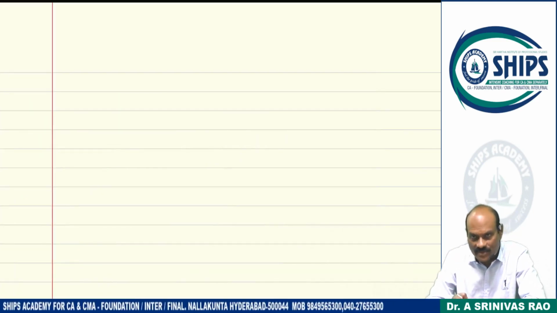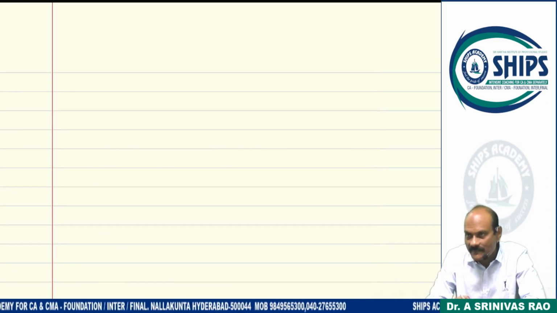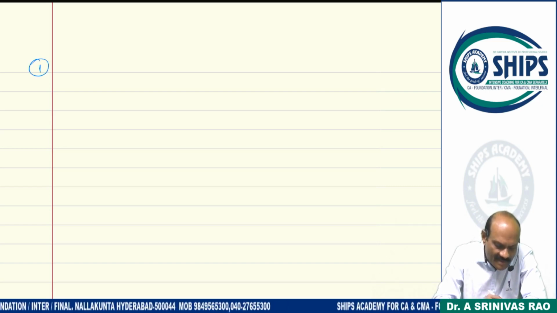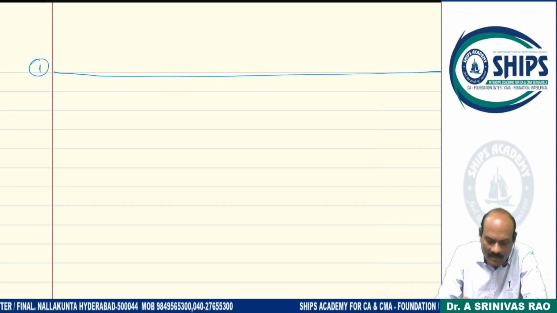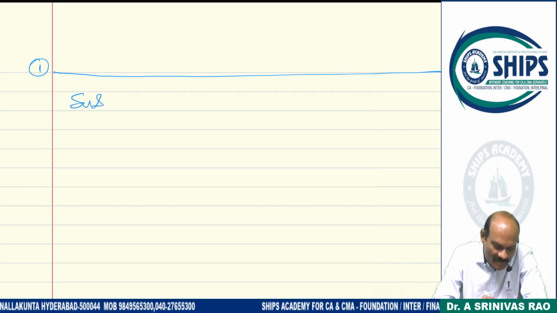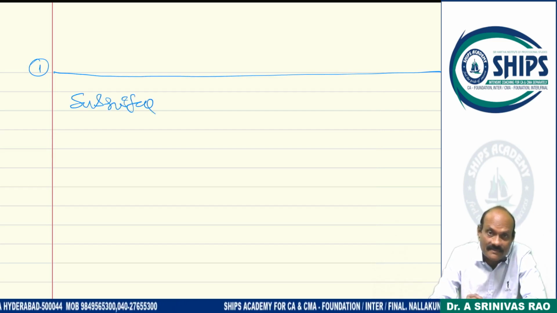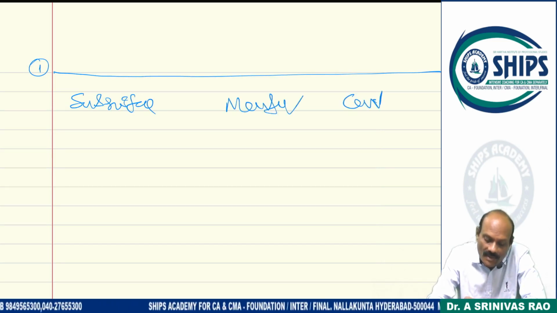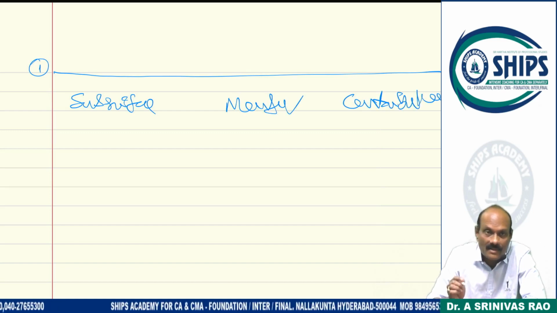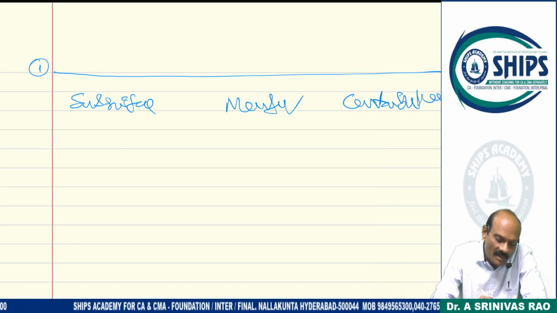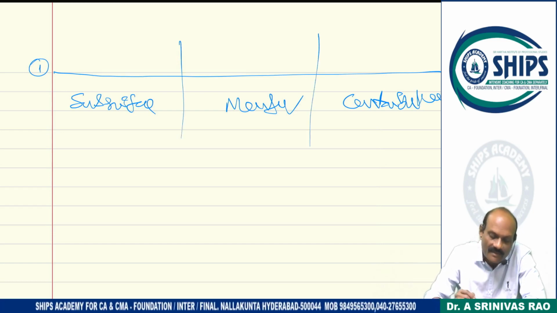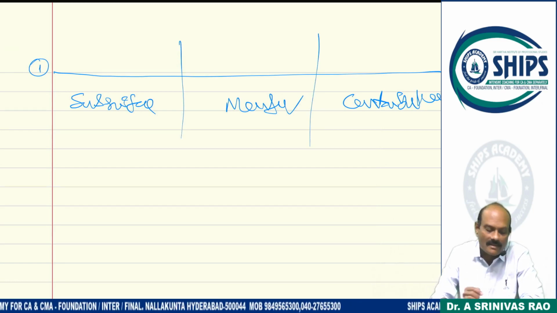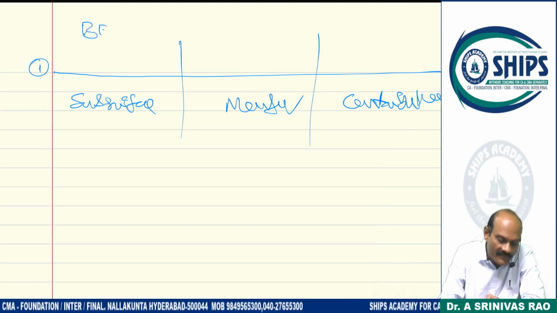Two points I would like to share before I go to types of company. In the case of a company, we always use certain language. One is the subscriber. These words we come across: subscribers, then member, then contributory. Let us classify: when are you called a subscriber, when do you become a member, when do you become a contributory?